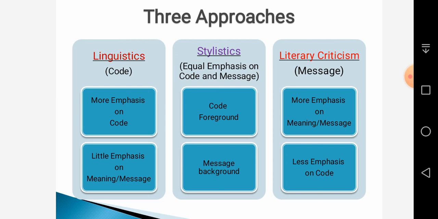But what is the difference? The difference is, first they foreground the code, they bring in the foreground, in front of, they give prominence to code first and explain all the literary devices and parallelism and deviations, and then they talk about a message. So code is foregrounded and message is backgrounded, and it does not mean that message is neglected.